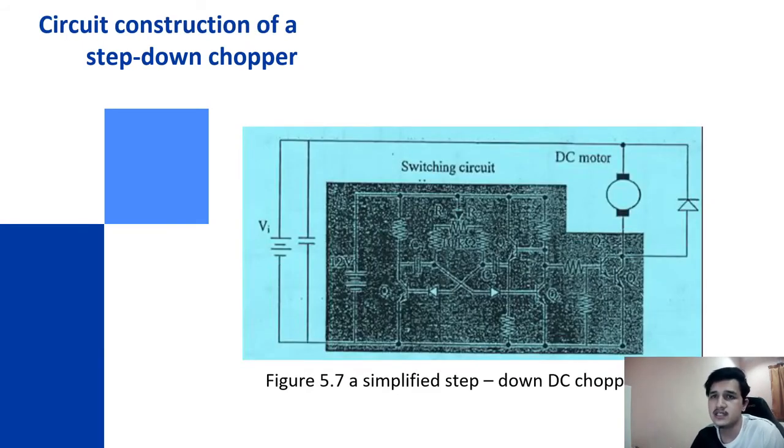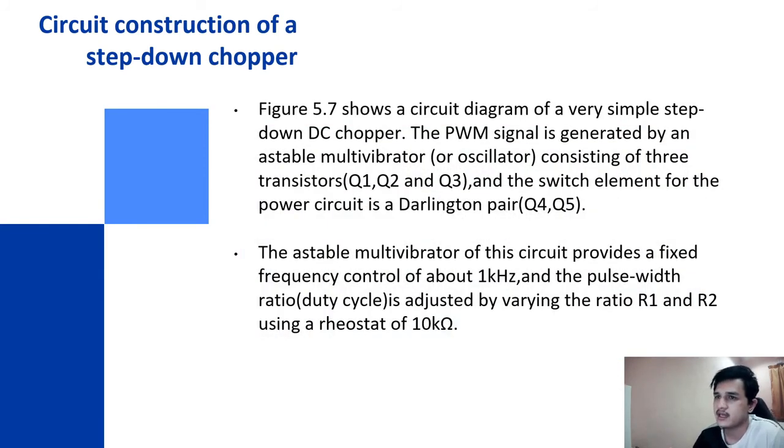And then this is the circuit construction of a step down chopper. This is an example, as we can see from figure 5.7, a simplified step down DC chopper circuit. Sorry for the blurry image. Figure 5.7 shows a circuit diagram of a very simple step down DC chopper.